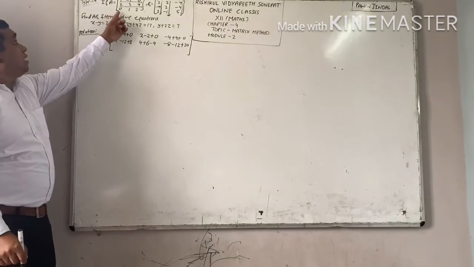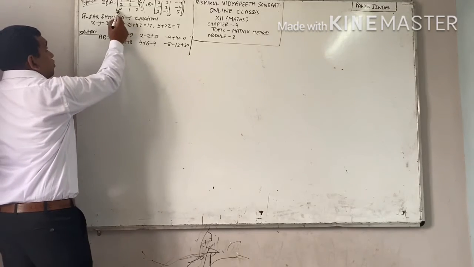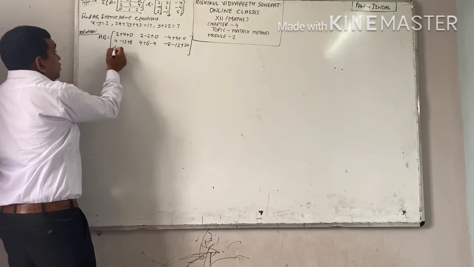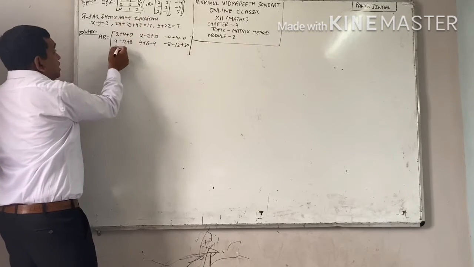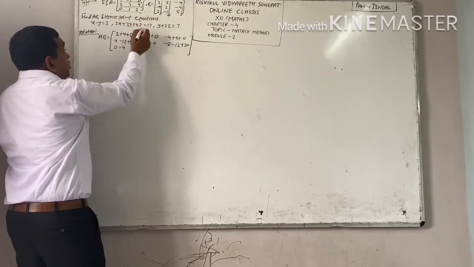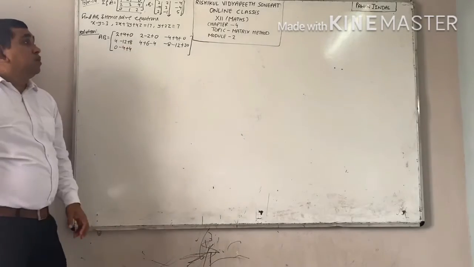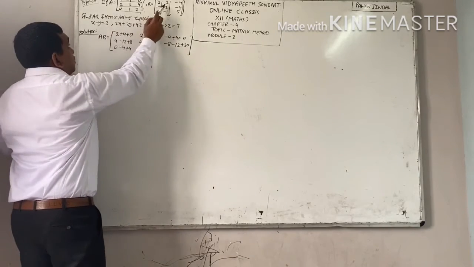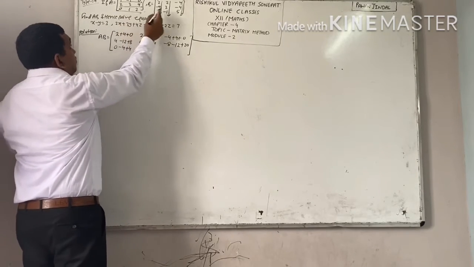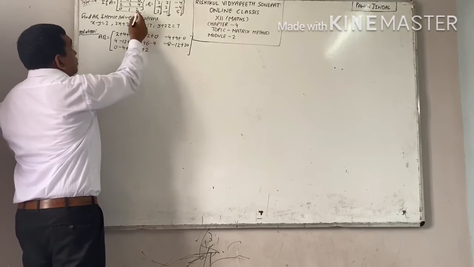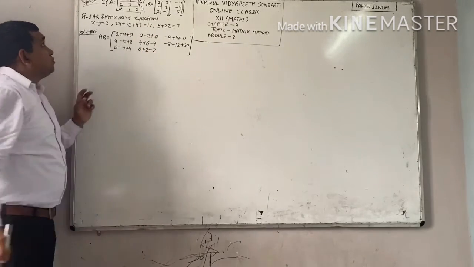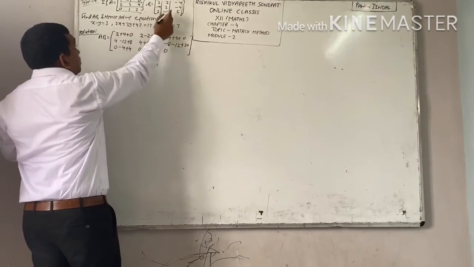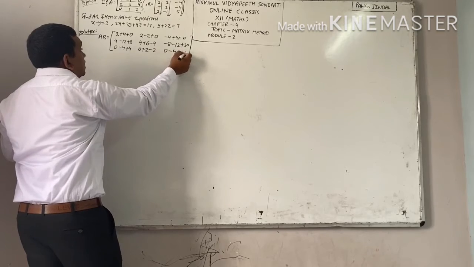Now multiply third row with first column. 0 into 2, 0. 1 into minus 4, minus 4. 2 into 2, 4. Now multiply this third row with second column. 0 into 2, 0. 1 into 2, 2. 2 into minus 1, minus 2. Now multiply third row with third column, you will get 0, minus 4 plus 10.